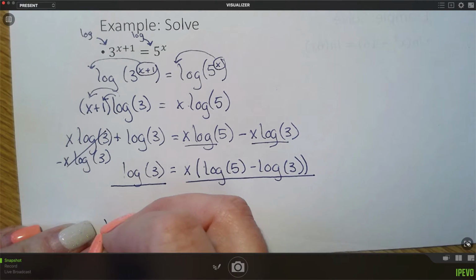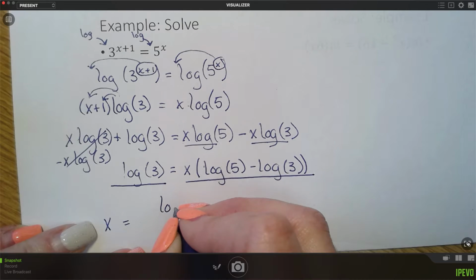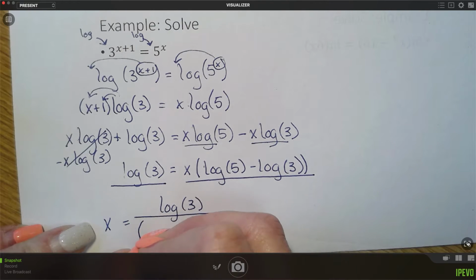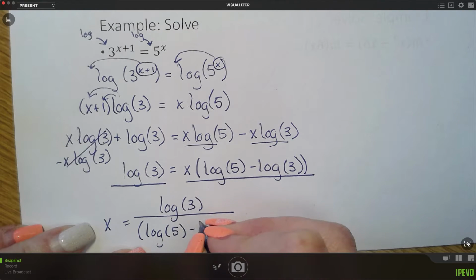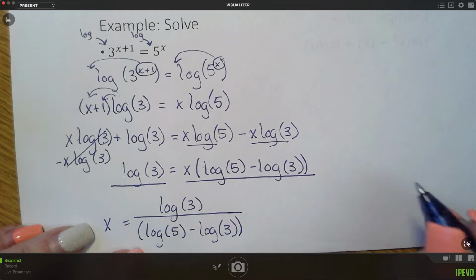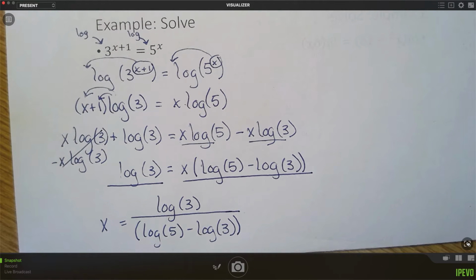So I have x equals log of 3 divided by log of 5 minus log of 3. Now, you notice I put parentheses around the bottom. First of all, to remind myself that I can't reduce these things, can I? Yeah, I was about to say that. Yeah, I can't because of the subtraction. Also to remind myself when I put them in my calculator, what do I have to make sure I do?